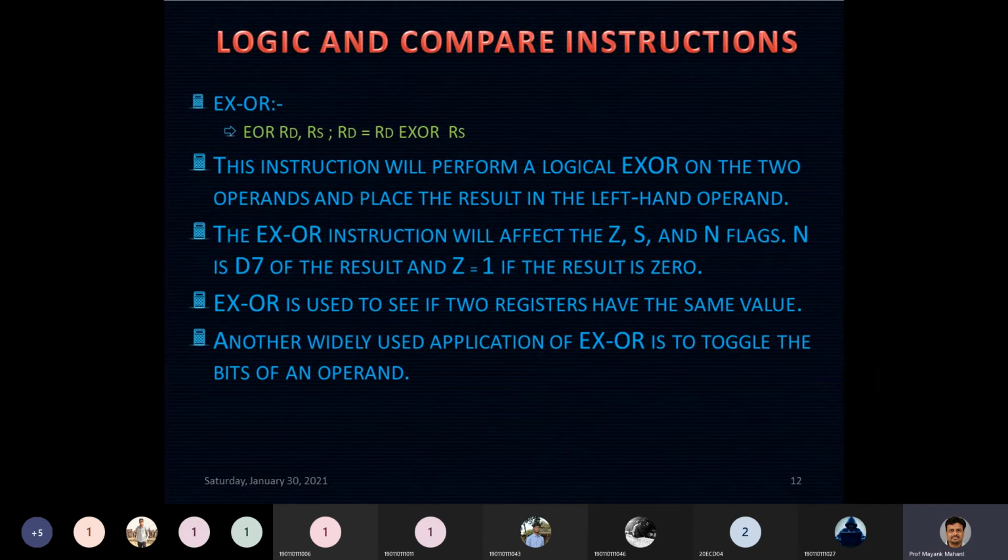The other is an XOR operation. It performs a logical XOR operation on the two operands and places the result into the left hand side operand. Again, it is going to reflect the Z flag, S flag and N flag.